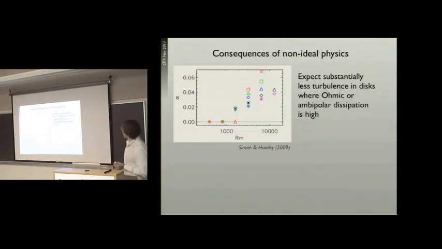Okay, so that was all actually ideal MHD physics. What about the consequences of the non-ideal physics? As I mentioned at the start, you expect there to be less turbulence where either ohmic diffusion or ambipolar dissipation is high. That's an analytic expectation that is borne out with simulations. This is work from Jack Simon. This is alpha as a function of magnetic Reynolds number, defined slightly differently from how I defined it earlier. If you have sufficiently low magnetic Reynolds numbers, you are quenching the turbulence.